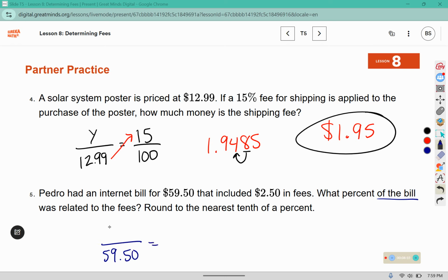The fees would be the part. And we're looking for the percentage. Cross multiply, 250 times 100, and divide by $59.50, which is approximately 4.2%. The decimals continue on, but we're just going to round to the nearest tenth, which is one place value.